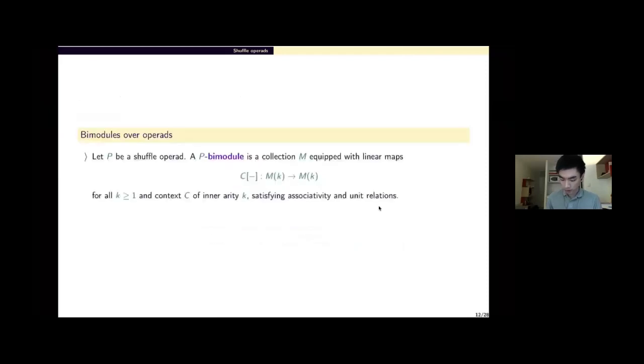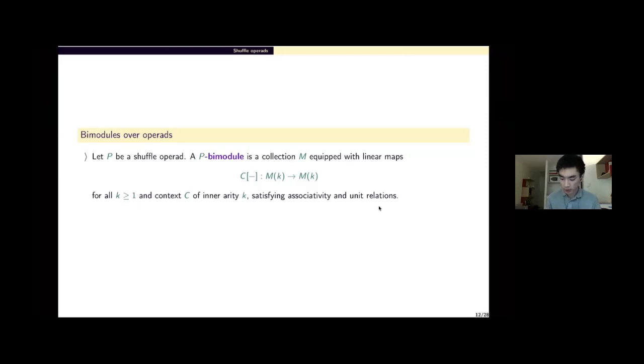This allows us to define, or at least give a definition of, bimodules over an operad, which will be used as a sort of application of the rewriting. So a P-bimodule is a collection M equipped with linear maps for each context C of inner arity k. And we can see this as the context acting on the collection. And you can think of, for example, a bimodule over an algebra, where the algebra acts on the left and the right, which you can see as a sort of context.